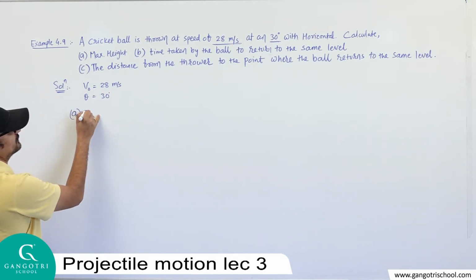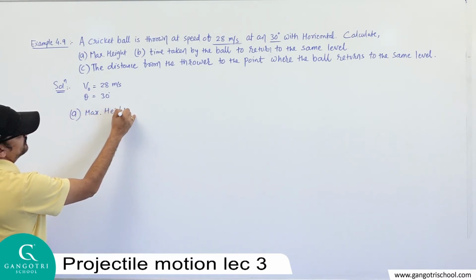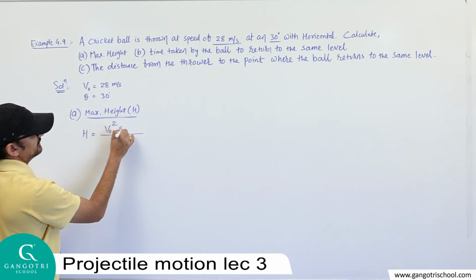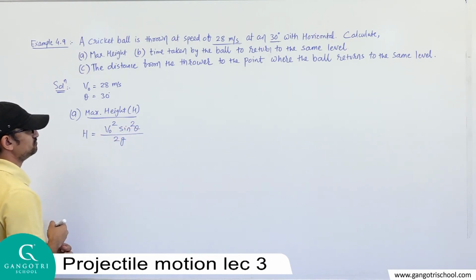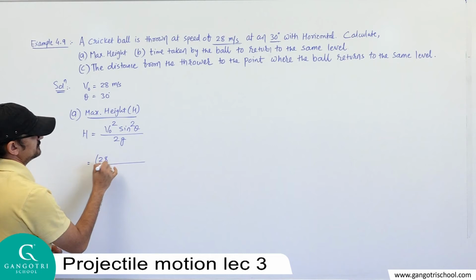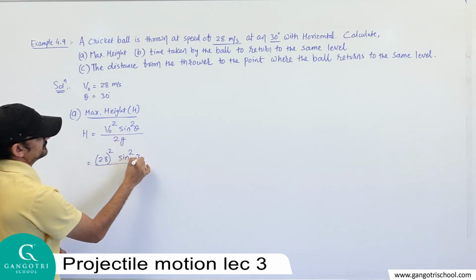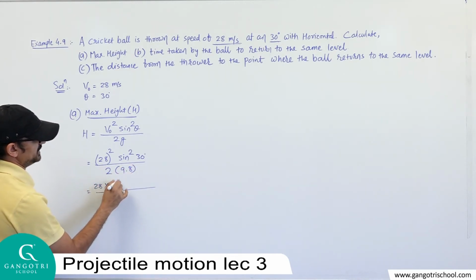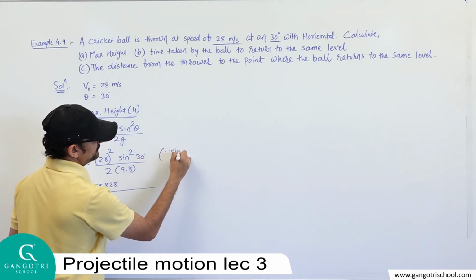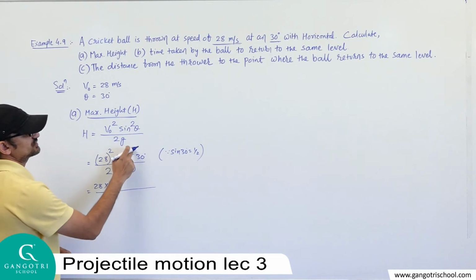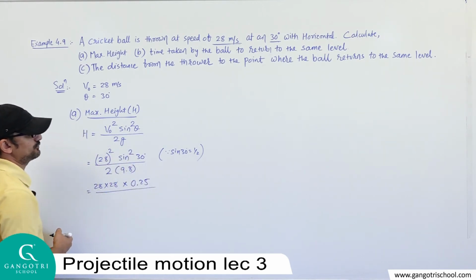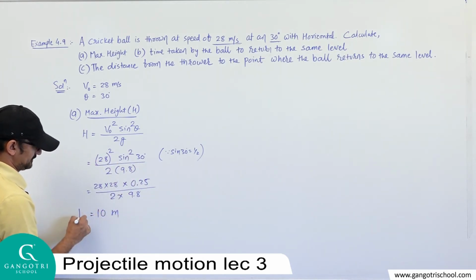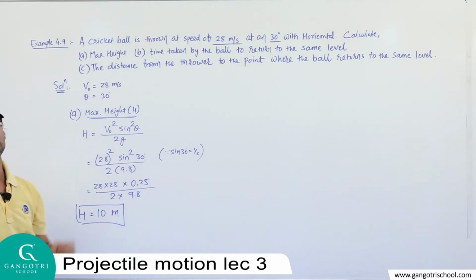From these two pieces of information, the first question is the maximum height, h. So try to recall the formula of maximum height: V0 square sine square theta upon 2g. Let's put in the values: V0 is 28, square of 28, sine square of 30 degree, and 2g is 2 into 9.8. Dear student, the value of sine 30 is 1/2, that means 0.5, and its square is 0.25. If you simplify, the answer will be 10 meter. So this is the maximum height attained by the ball.